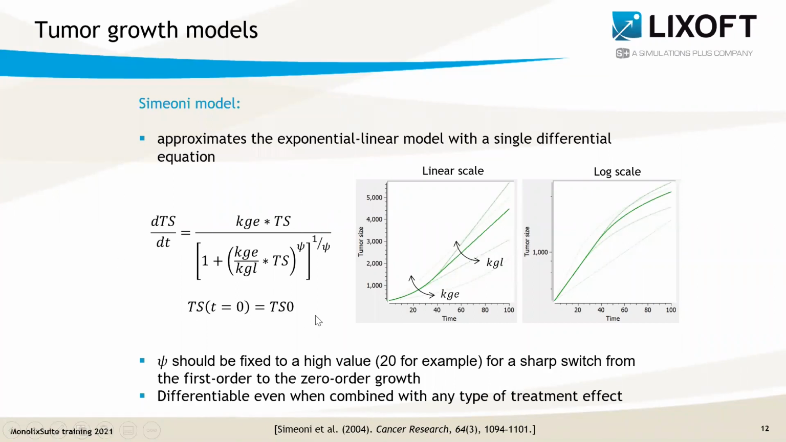And this model doesn't have an analytical solution. For a good approximation with a sharp switch between the first order to the zero order growth, the parameter psi, indicated here, has to be fixed to a high value, for example, 20 in the library, as in the original reference. And in that case, the prediction here is really the same as the exponential linear, and you have the same figure in log scale here.